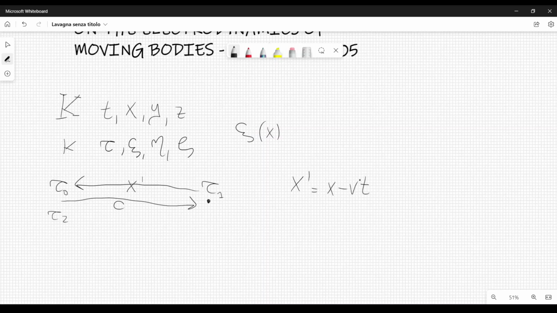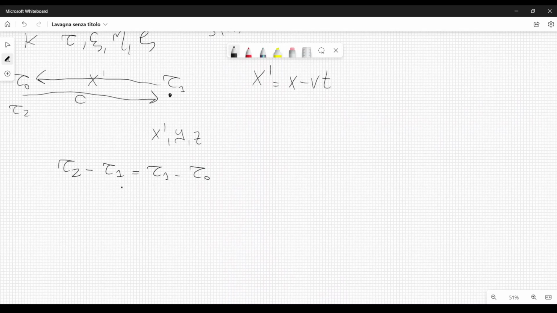If we define it like this, x prime, y, and z, measured according to the stationary axes, will not depend on time according to the system lowercase k. Then, from simultaneity, we must have tau 2 minus tau 1 equal to tau 1 minus tau 0. From this, we get tau 1 equal to 1/2 times tau 0 plus tau 2.